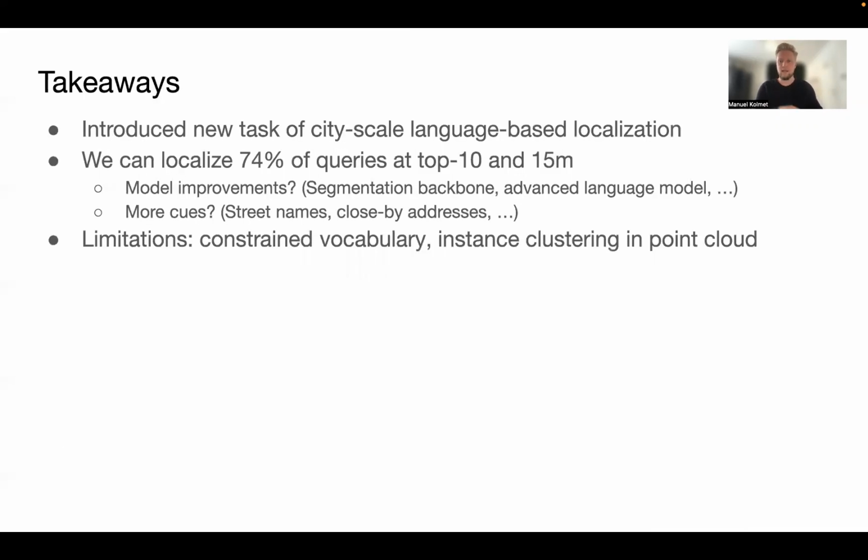So to give you some takeaways, we were the first ones to introduce this new task of city-scale language-based localization. We can already localize 74% of queries at top 10 and 15 meters, but this leaves improvements in future work, both for model improvements and adding more cues to these descriptors in order to then overcome our current limitations.